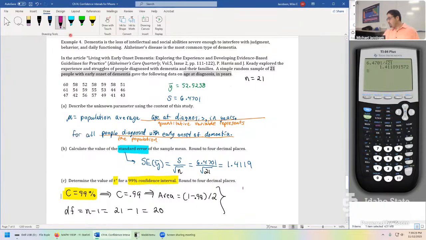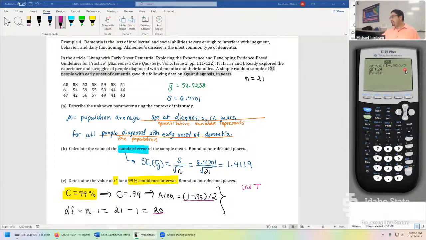Next thing we do is we use the inverse. I think I remember making a mistake here and called this inverse norm. This is the inverse t distribution. That's a giveaway. If we're going for T star, it's telling you which distribution to use, the T one. T distribution just needs this area, and this degrees of freedom, 20. So we access that by second vars, just like with the normal distribution. Go down to option number 4 for inverse T.